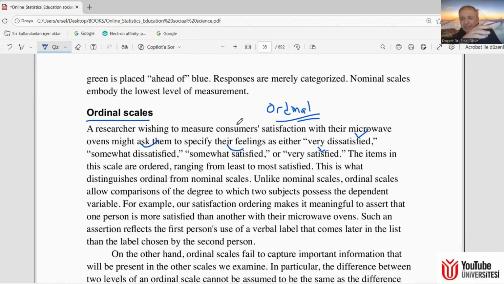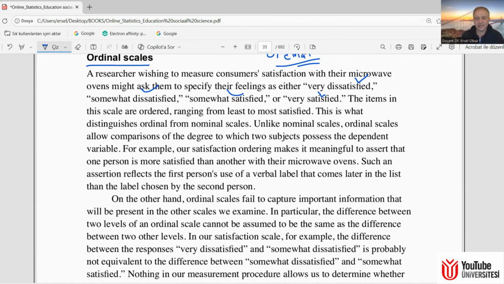So what differentiates between the two is basically the order. There is no order in nominal scale, but there is an order in ordinal scales. Okay, so that is the second scale.